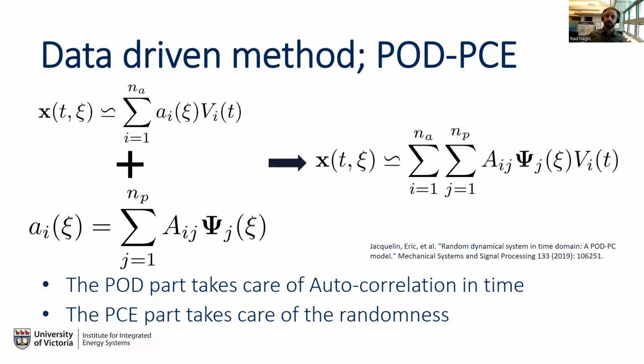The reason is that the PCE part is going to take care of the randomness that we want to take into account from unsteady winds, and the POD part is going to take care of the autocorrelation that we want to keep in the time series. Combining these two gives us the possibility to build a surrogate model that can give us time series as the output, quite fast, when we sample from a random domain.